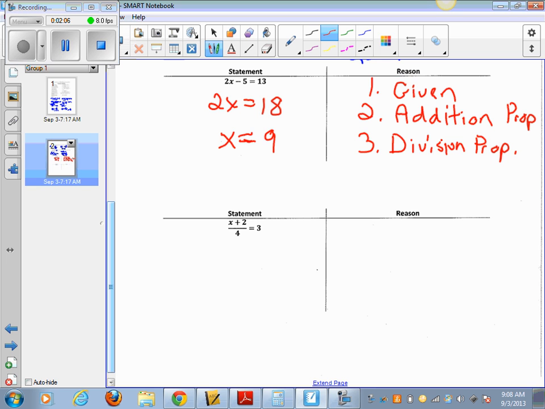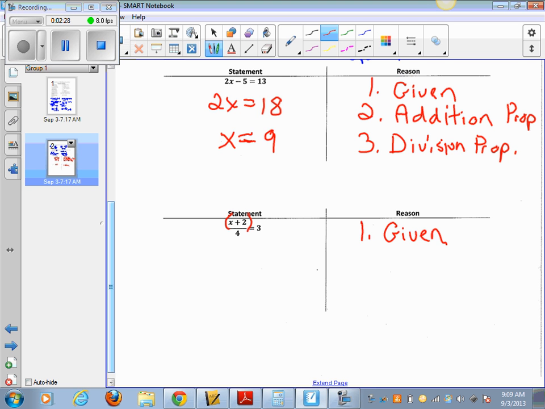With our x plus 2 divided by 4 equals 3, because that numerator is basically like in a parentheses, we're going to worry about that last. So our first reason, like I said before, it's always given. I told you that that's true. You have to take my word for it.